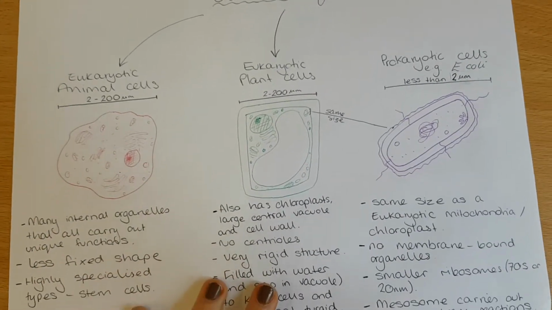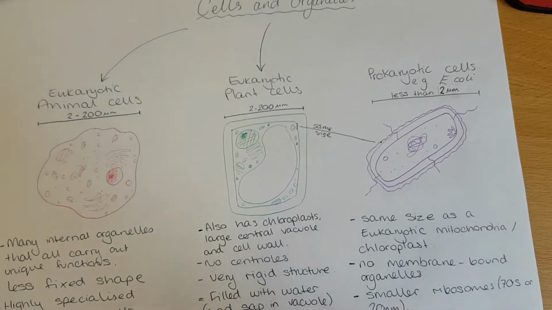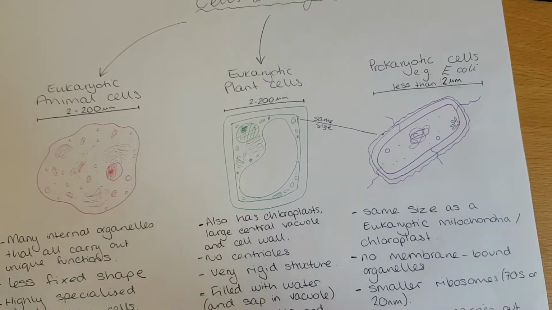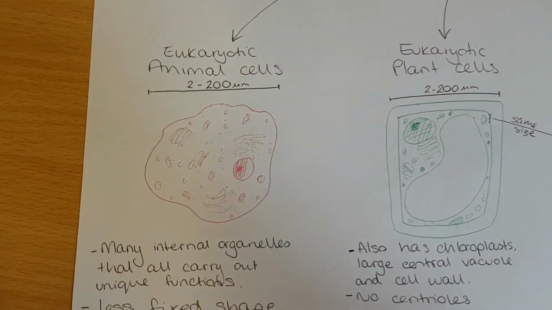So there are three kinds of cells you need to know about: eukaryotic animal cells, eukaryotic plant cells, and prokaryotic cells, which are like sort of bacteria and archaea. So let's have a look at the eukaryotic animal cells.